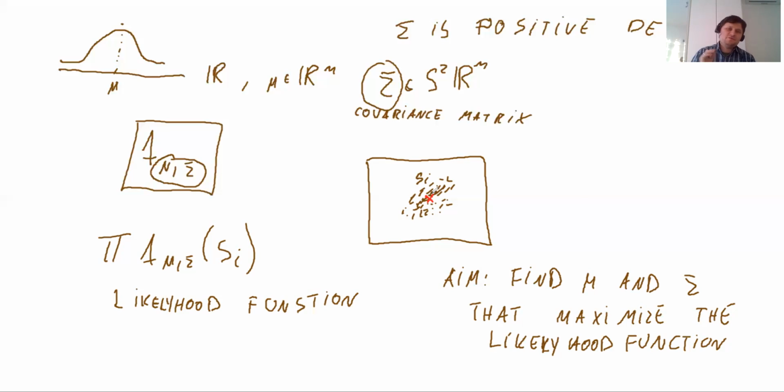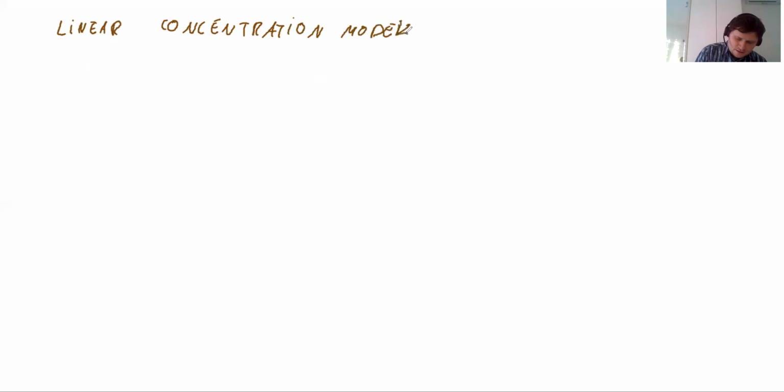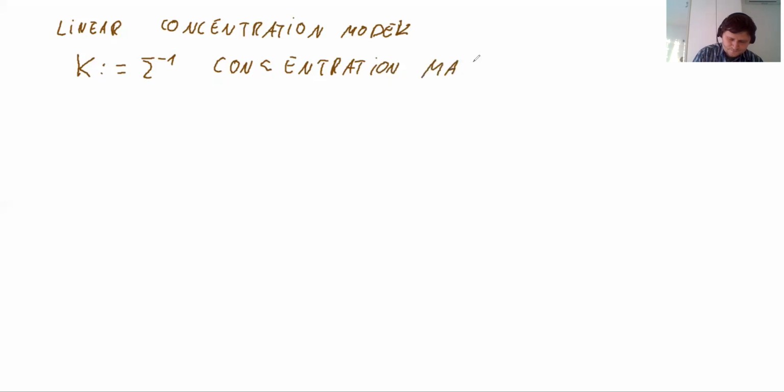Okay, so if statisticians already solved this problem, what will we be actually after? So sometimes the model does not allow you to have arbitrary sigmas. So the statistician gives you more information and tells you that you should not expect sigma to be any positive definite matrix. And let me introduce one class of such models called linear concentration models. So first we introduce K, which is just sigma inverse, the concentration matrix. And the linear concentration model tells us that K belongs to some fixed linear space L.